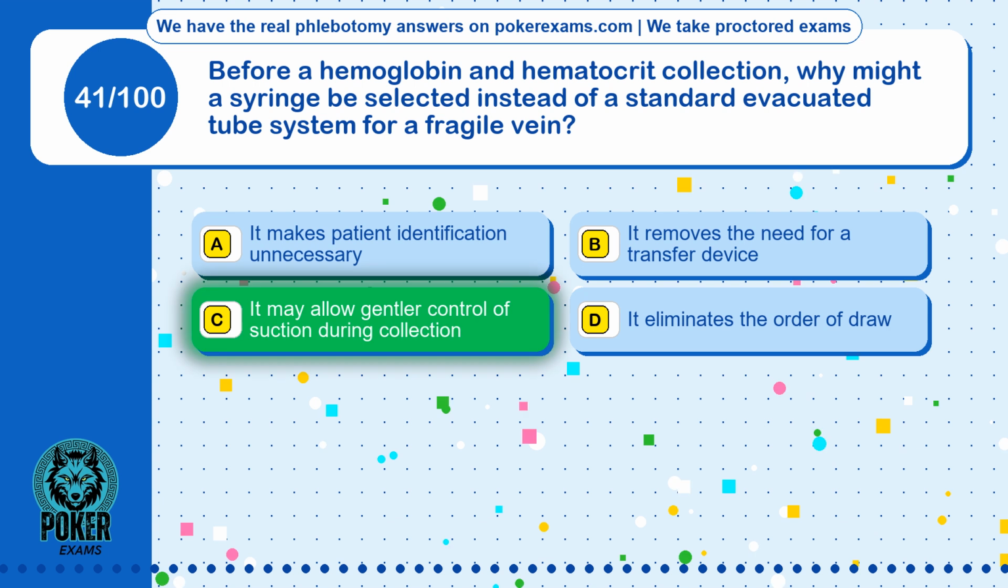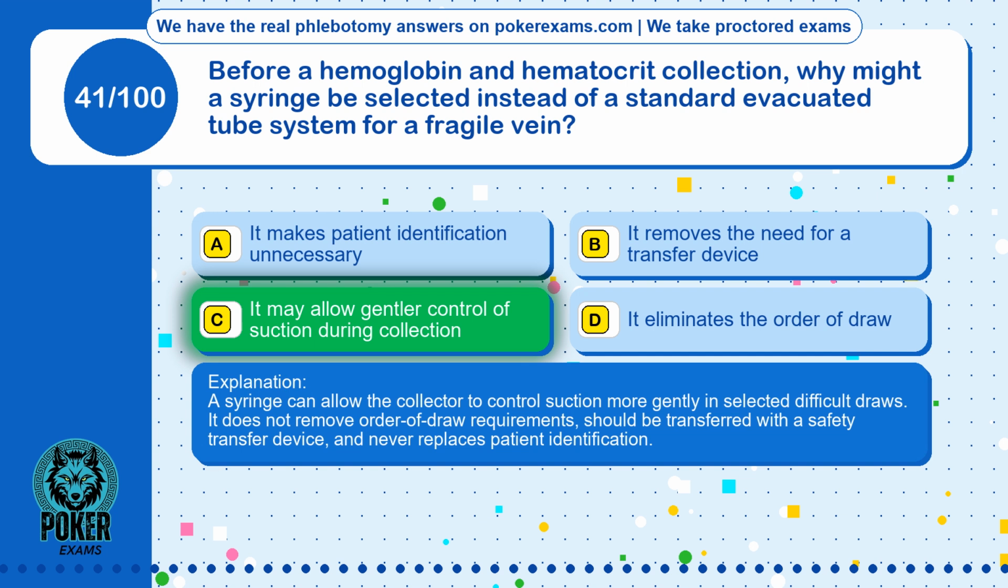The correct answer is option C. It may allow gentler control of suction during collection. A syringe can allow the collector to control suction more gently in selected difficult draws. It does not remove order of draw requirements, should be transferred with a safety transfer device, and never replaces patient identification.